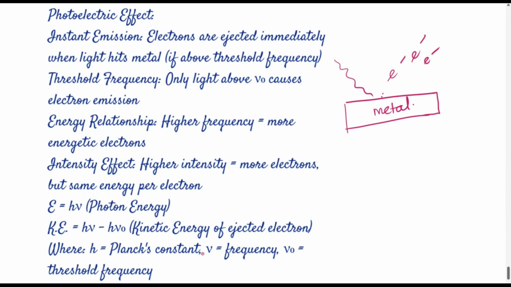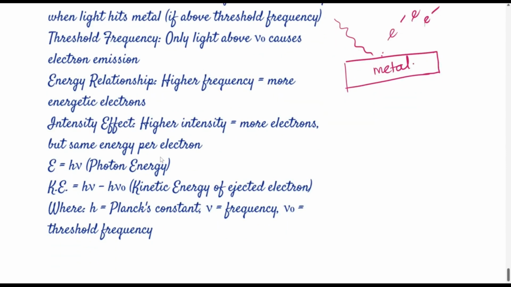The minimum frequency required to eject the electron is the threshold frequency. The minimum energy required to eject the electron is the threshold energy. Only light of at least that minimum frequency can eject the electron. We can relate frequency and energy by the relationship E is equal to h nu.